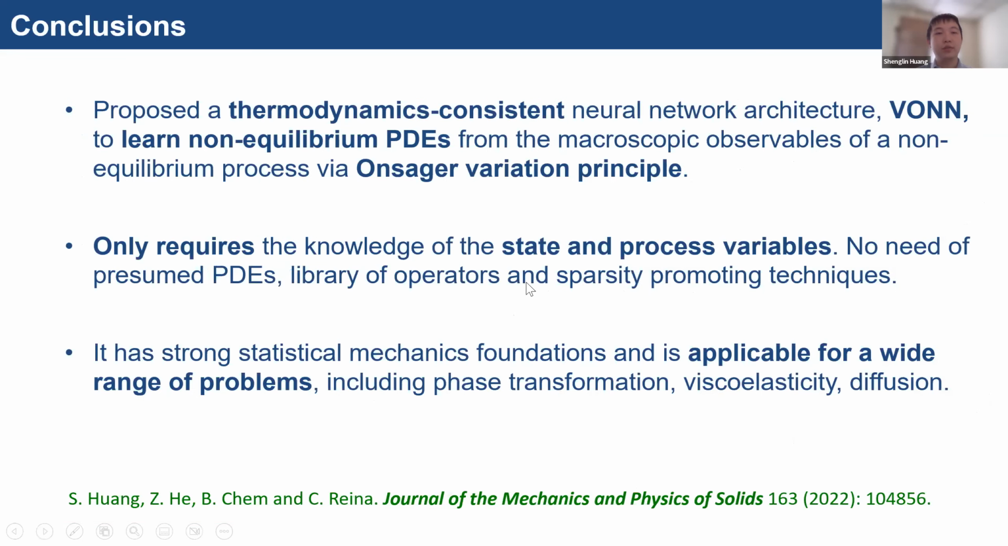So in summary, we propose a thermodynamically consistent neural net architecture to learn the non-equilibrium PDE based on Onsager variational principles. So we don't need to presume the PDE, we only need the knowledge of the state and process variables. And we learn the PDE from the variational principle. And it has a strong statistical mechanics foundation, and it can be applied to a very wide range of problems, like the 3 examples I showed before. So this paper was published in JMPS last year.